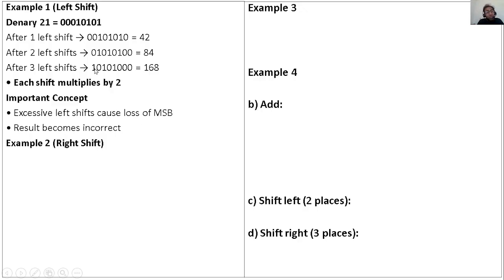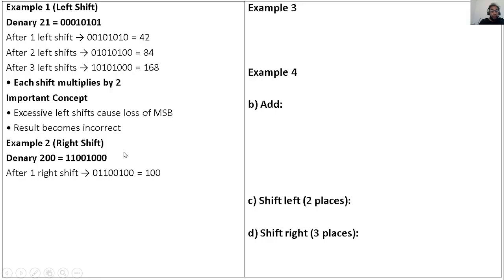Now, if we do another shift, we will lose the most significant bit and we will get the answer wrong. So the result becomes incorrect. Now, if we do the right shift, we right shift our values. If we right shift our value, that is 200 equal to this in binary, the answer will be equal to 100, because right shift means we are dividing it by 2. And if we again right shift it, then the answer will be 50.